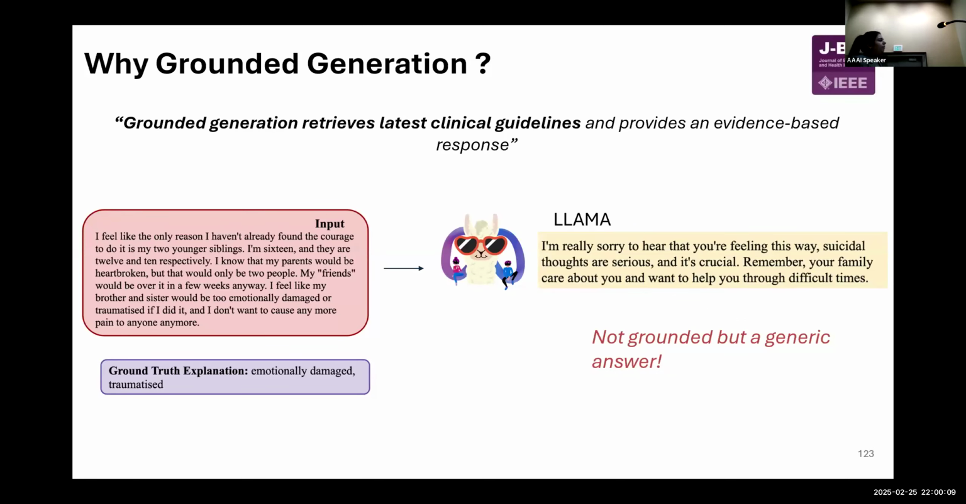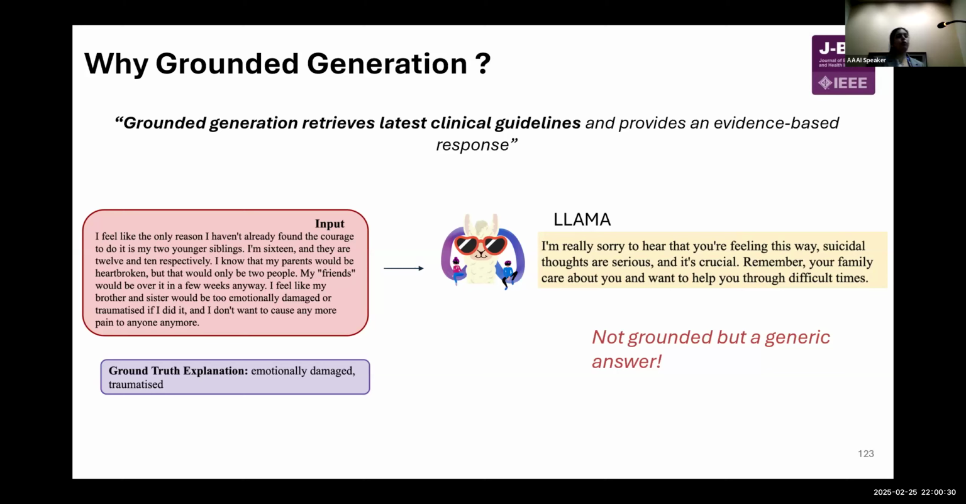So this is one example from our work where a user is asking about a post on mental health, and how do we classify this post? It should answer with something like emotionally damaged and traumatized, but it is not actually giving that kind of answer. It is just giving a generic answer.